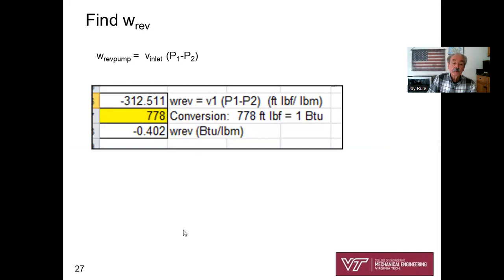Now we've got the reversible work of the pump. So we just got m dot; we're going to put that off to the side. Reversible work now: v times P1 minus P2. I've got to get my units straight. Let's see, 312.5. I just do the math. V and P1 and P2.